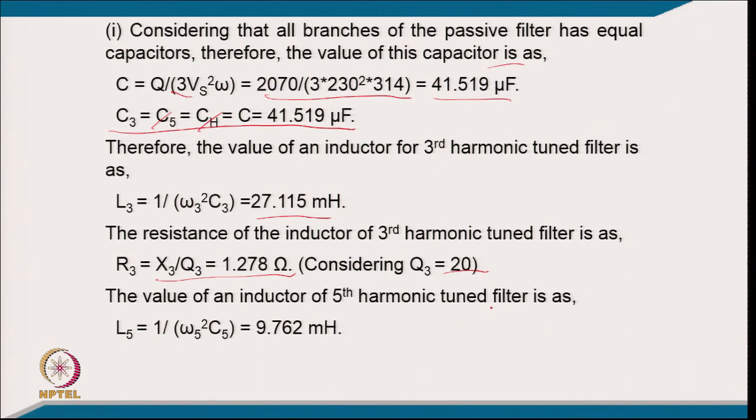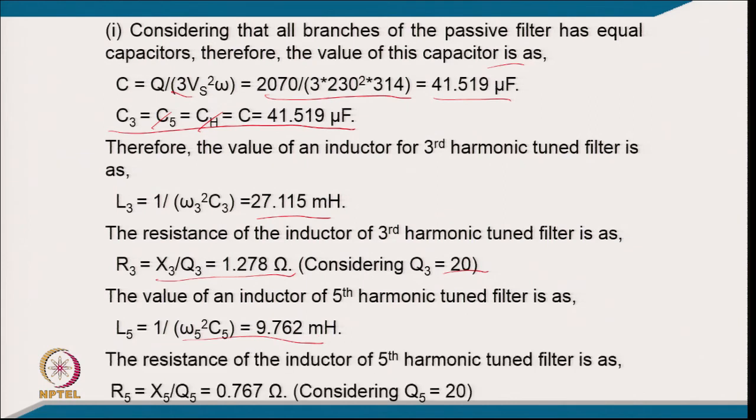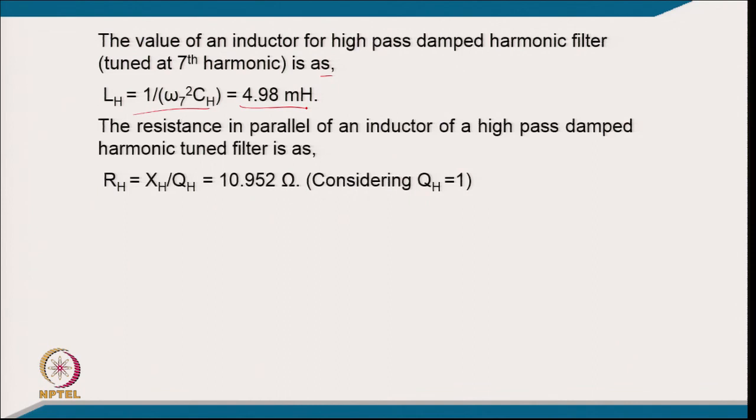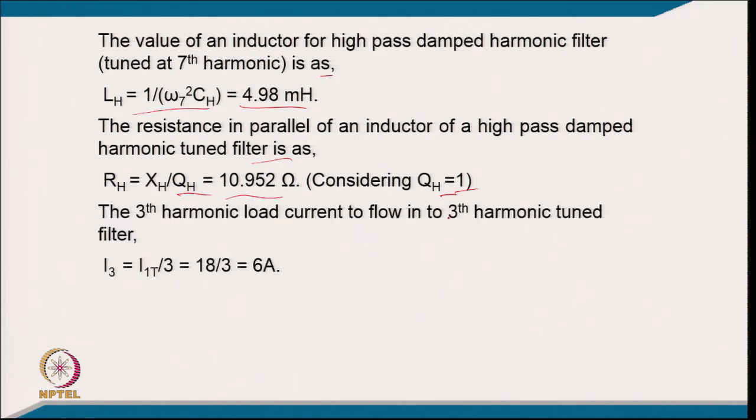Similarly, the value of the inductor for the fifth harmonic filter, from this tuned relation equation, we get 9.762 millihenry, and the resistance from the quality factor, considering Q5 equal to 20, we get here 0.767 ohm. The value of the inductor for the high pass damped filter tuned for the 7th harmonic is 4.98 millihenry, and the resistance in parallel with the inductor for the high pass tuned filter, considering the quality factor, which can be between 0.5 to 5, we select 1 here, so it comes to 10.952 ohm.